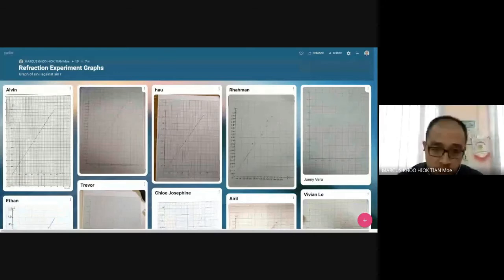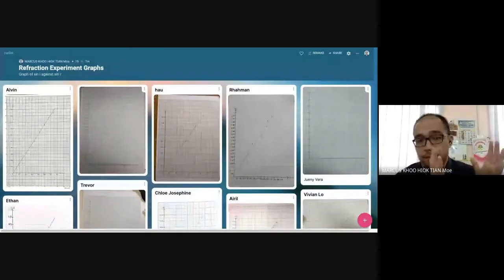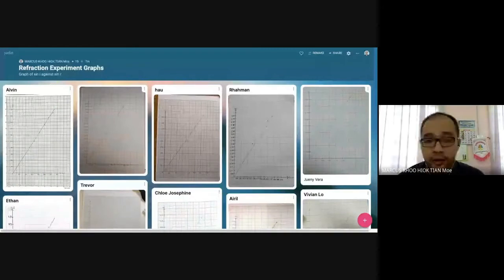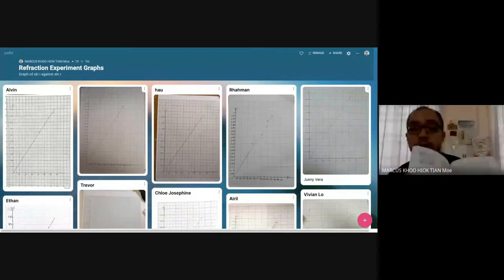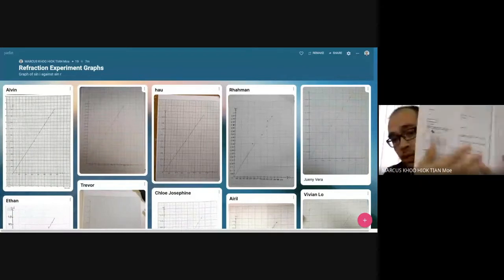So what I would like you to do is to have on one side of whatever table you're using your graph with you, and on the other side, make sure that you have this page with you, because we're going to be looking at this page today.